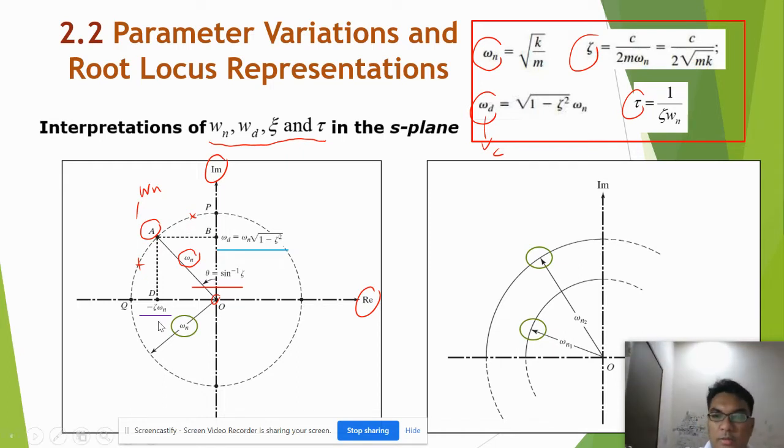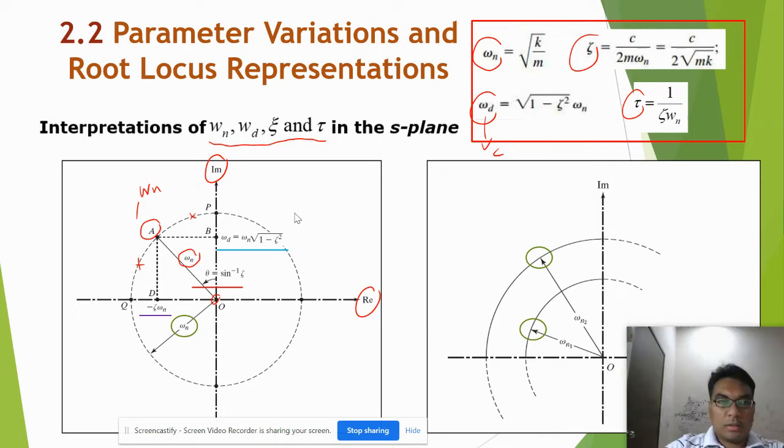The next one is omega d. When the plot lies on this imaginary part, you can determine that the value is the omega d, the damped natural frequency. For example, when you have the value of 3i, you know that this is the value of omega d. For example, you have the value of here, this part.